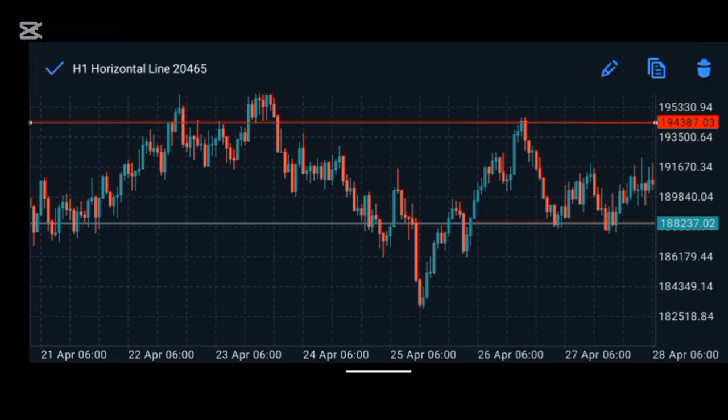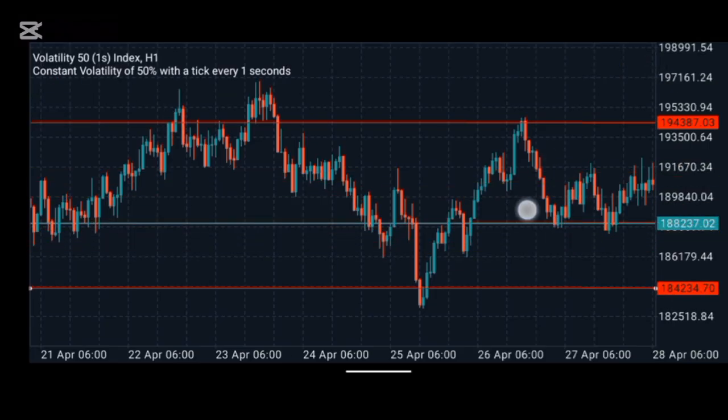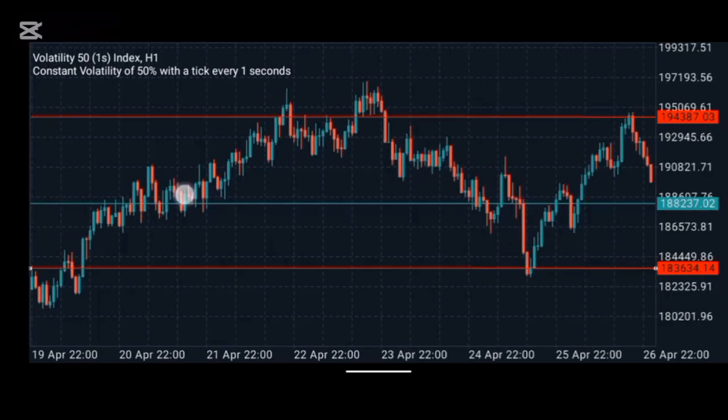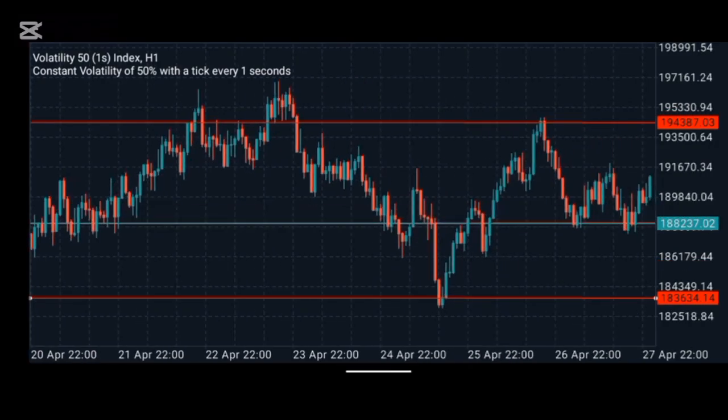Now let me duplicate this and show you where a support zone is. It's actually the opposite of resistance. Resistance is for the sell, support is for the buy. Just take it like that. It's very simple. Resistance is for the sell, support is for the buy.